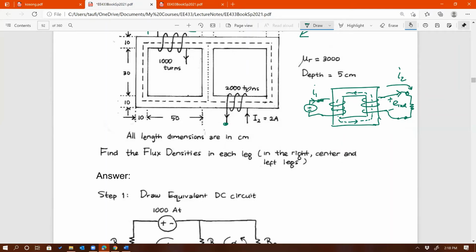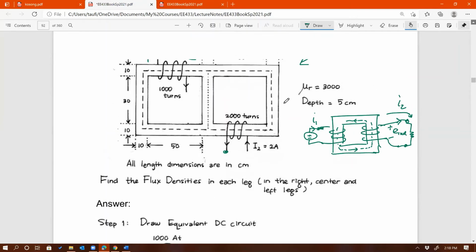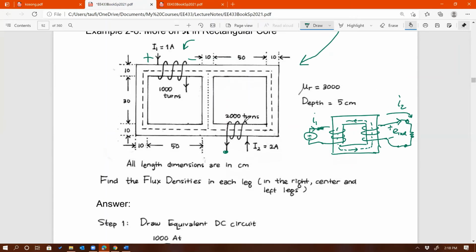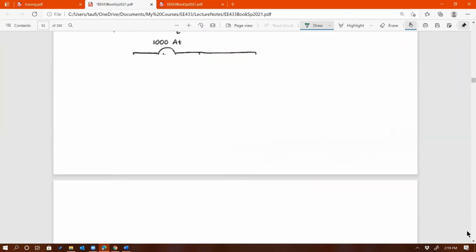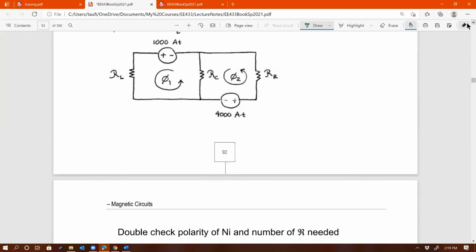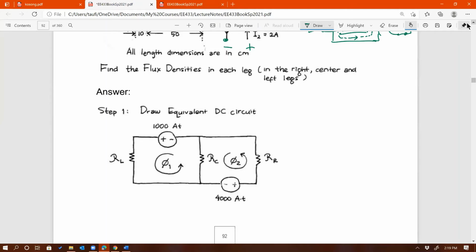All right, so what about this bottom winding right there? What is the polarity of the bottom? What is the polarity of MMF caused by the bottom winding? So again, I'm using the right-hand rule. So that should be plus here, minus here. Do you agree? Well, let's check my answer. Yes, so it is the same as my answer, right? So the top one is plus minus that way, but the bottom one is minus plus that way.